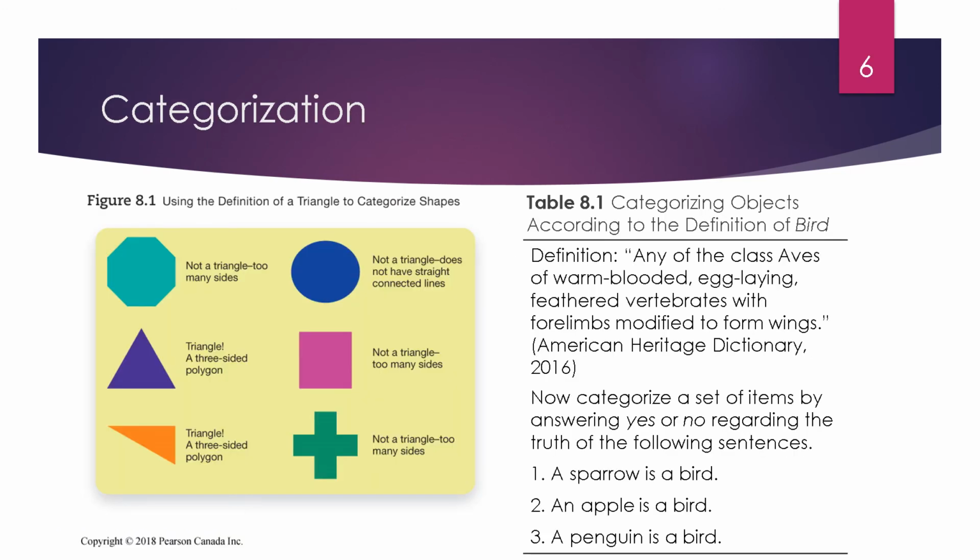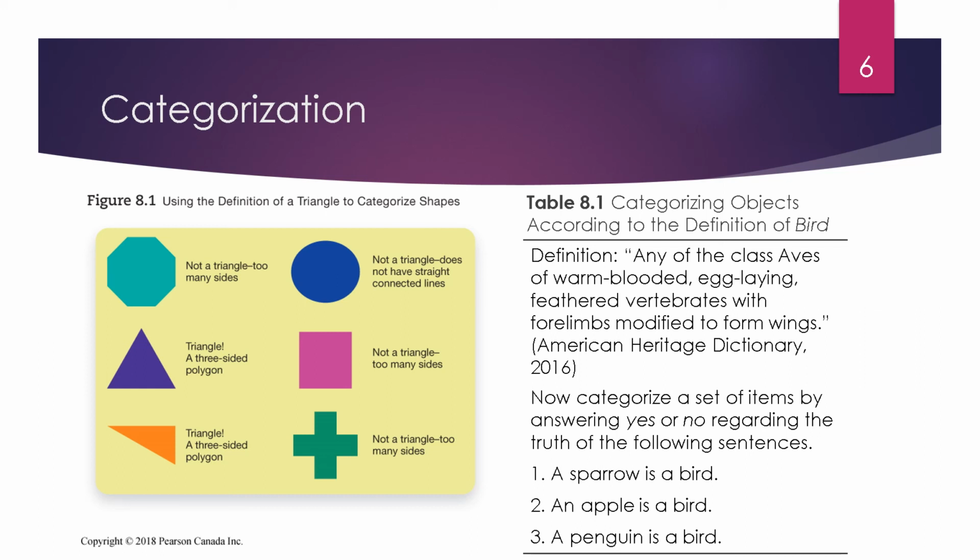So right here you can see in figure 8.1, it's basically that rule-based categorization. So by using the definition of a triangle to categorize shapes, if we're looking for a triangle, we would say, well, it has to be a three-sided polygon. So in that respect, we can look at all 6 of these shapes and determine whether or not they're a triangle by using that set of rules. So that has to be a three-sided polygon. So using the definition or the criteria, the rules. And so in that case, we would have 2 of these that qualify as a triangle, and the other ones wouldn't because they don't fit that particular definition or set of rules.